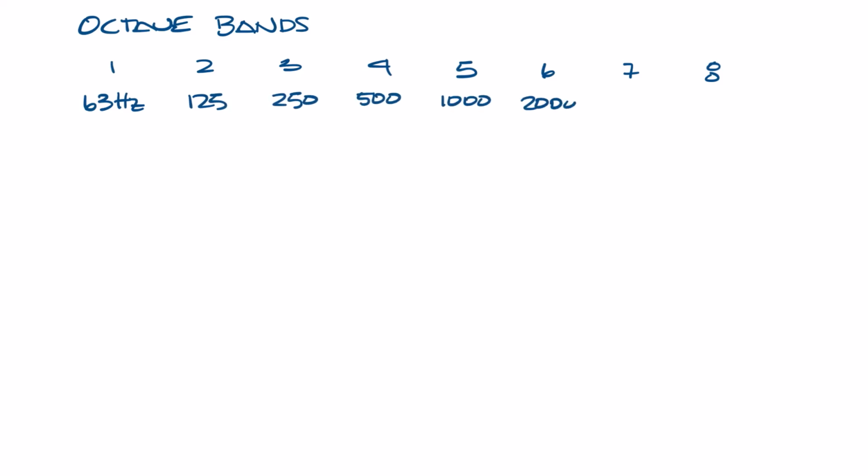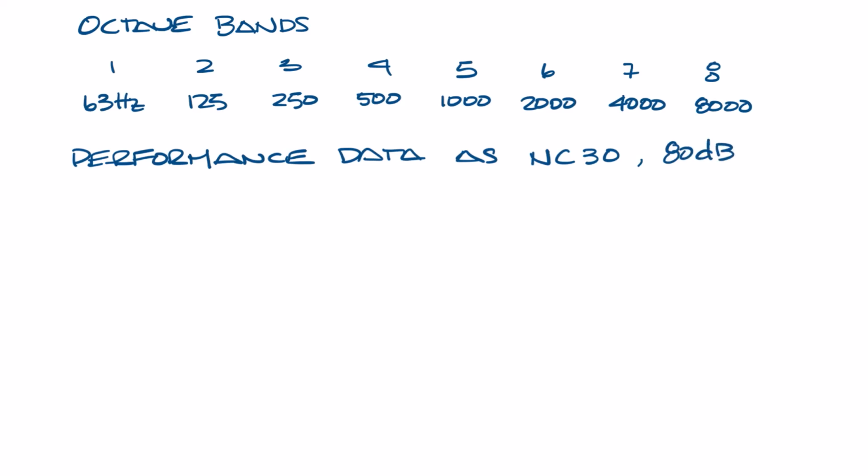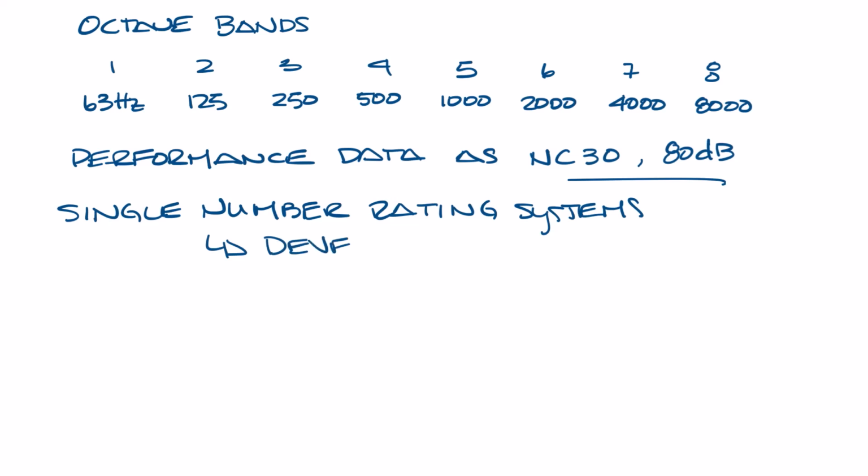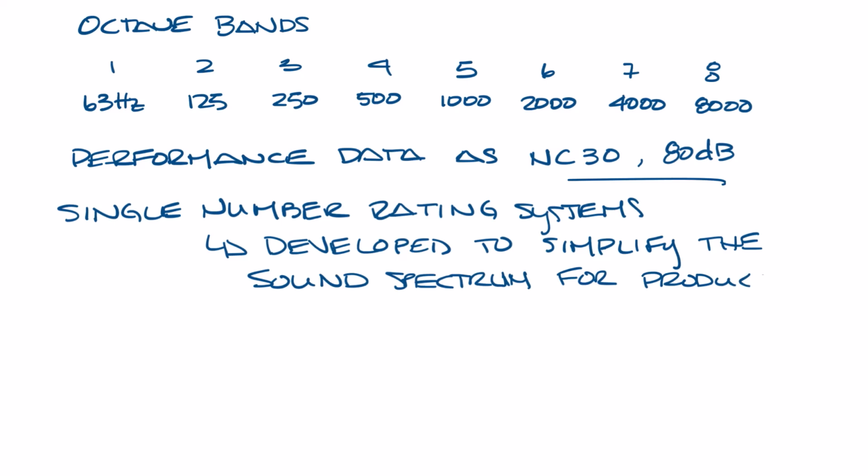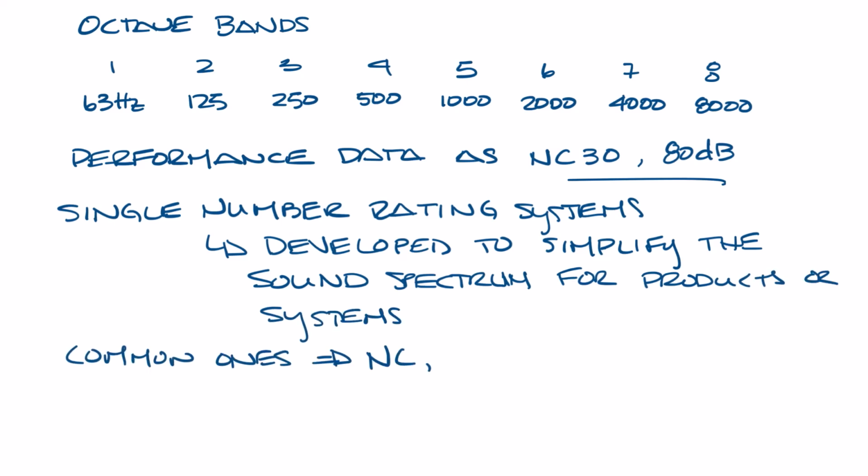In the brief review on sound basics I did a couple weeks ago, I said that there are 8 octave bands. They correspond to 63 Hz, 125 Hz, 250, 500, 1000, 2000, 4000, and 8000 Hz. But we often see performance data shown as a single number, like NC30 or just 80 dB. These single number rating systems have been developed to simplify the sound spectrum into ratings that are meaningful to the product or system being discussed. Some single number rating systems include NC, dBA, zones, and STC.